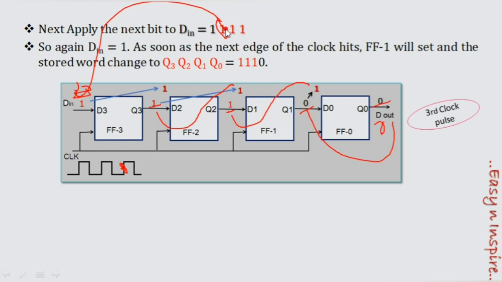For this flip-flop, this one is given as input. Again it is going to produce 1. So 1, 1, 1, 0. 1, 1, 1, 0 is my output. See, this is my output.